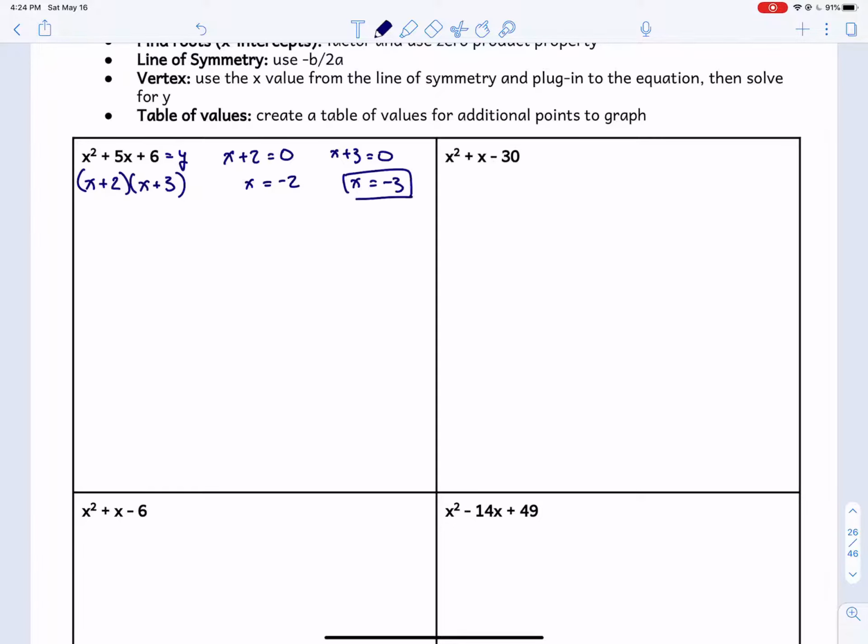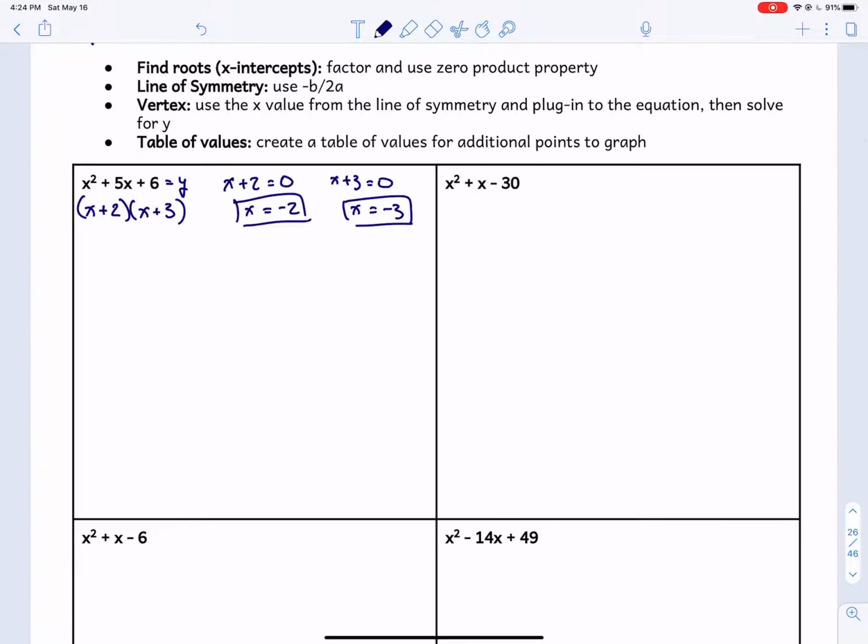So there's our x-intercepts. It's going to cross through those. We can imagine, again, we don't have to graph it, but we have -2 and -3, and it's going to open up. So it's going to be something like that. Again, we're not graphing, but always try to visualize it.